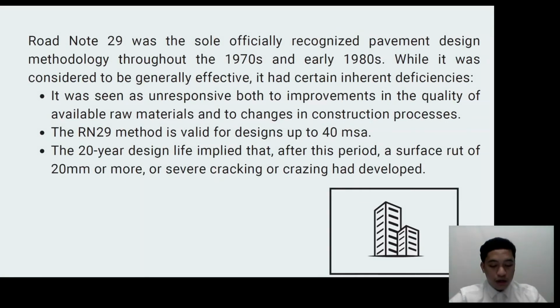The RN29 method is valid for designs up to 40 MSA. The 20 years design life implied that after this period, a surface rut of 20 millimeters or more, or severe cracking or crazing, had developed.